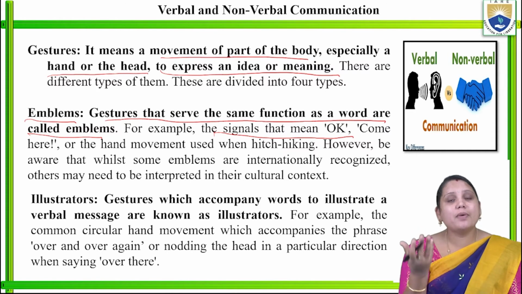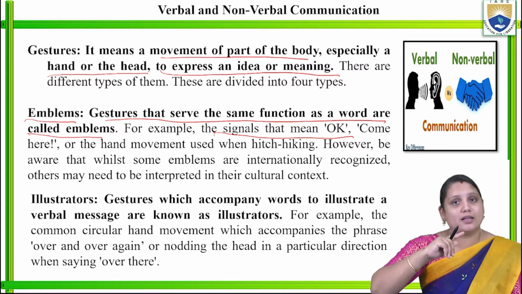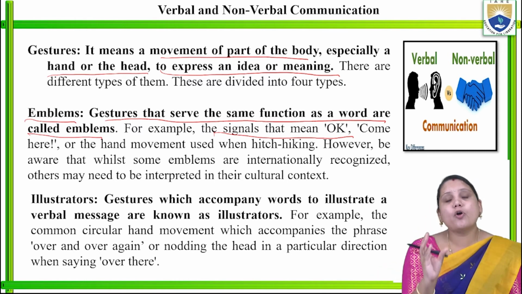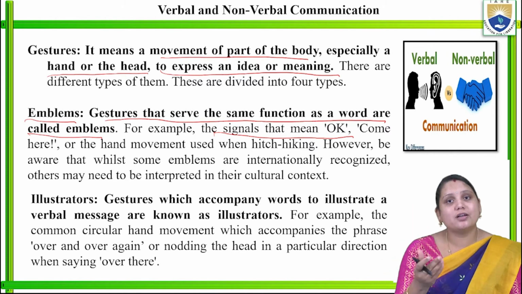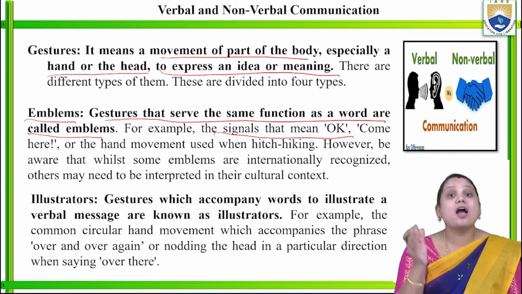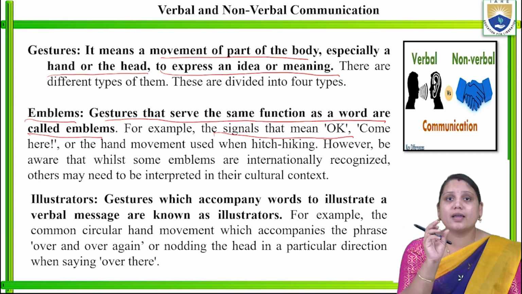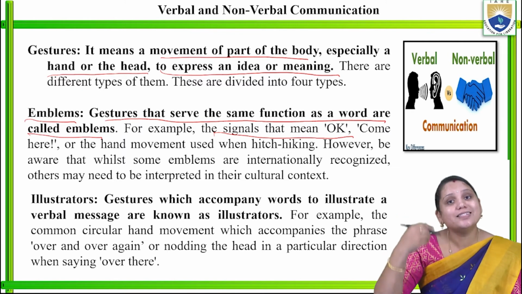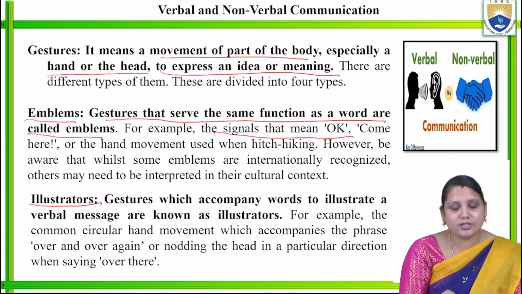Come here. What am I doing? I am doing the same gesture as the word here. That is called an emblem. The proper representation of the word through the gesture. Okay. When I say okay, I am using the gesture with my hand, representing the word okay. Isn't it? So these are called emblems. Clear?